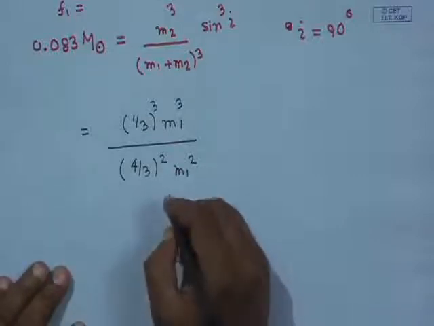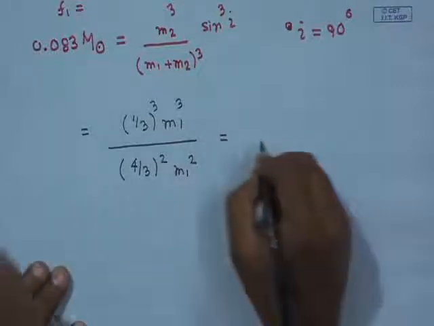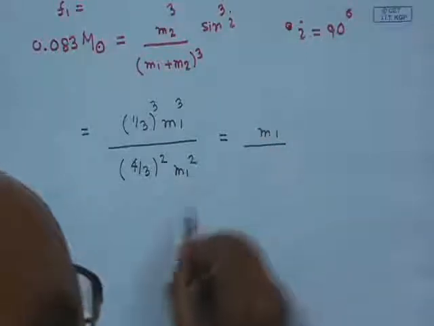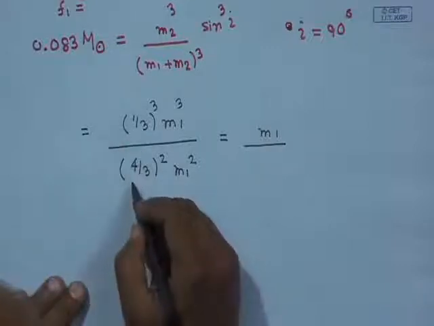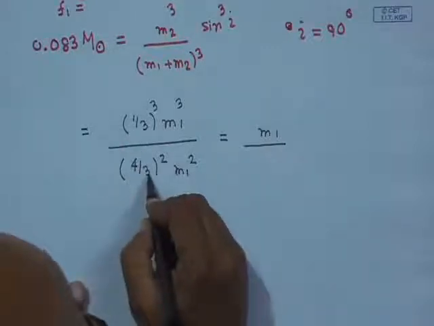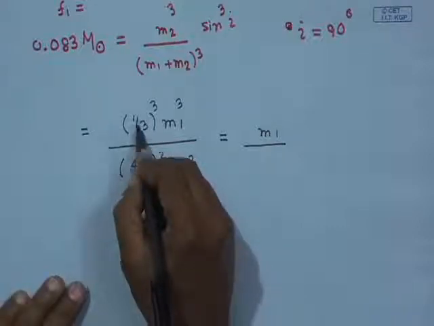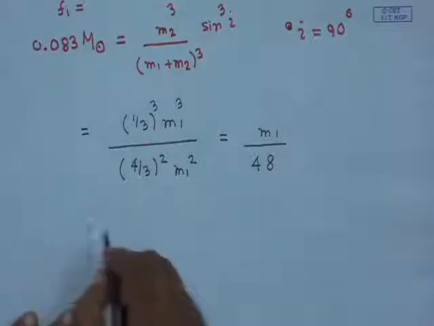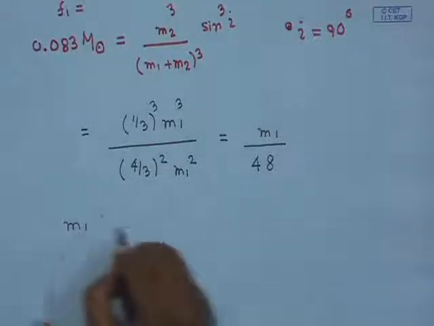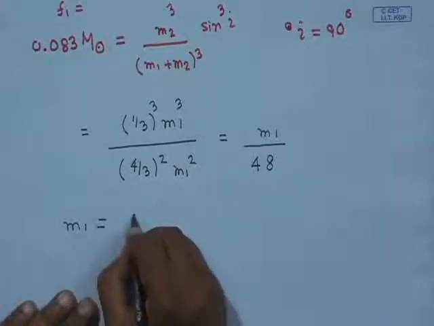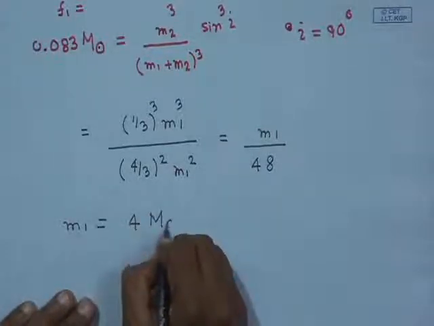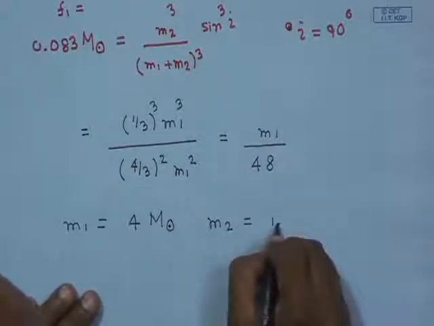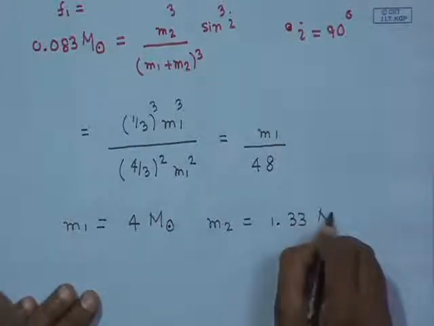So, this gives me m1 divided by 48, because we have 16 into 3, and the factor of 3 square from here cancels out. So, we have m1 by 48, which tells us that the more massive object is equal to 4 solar masses, and the less massive object can then be easily worked out. It is 1.33 solar masses.